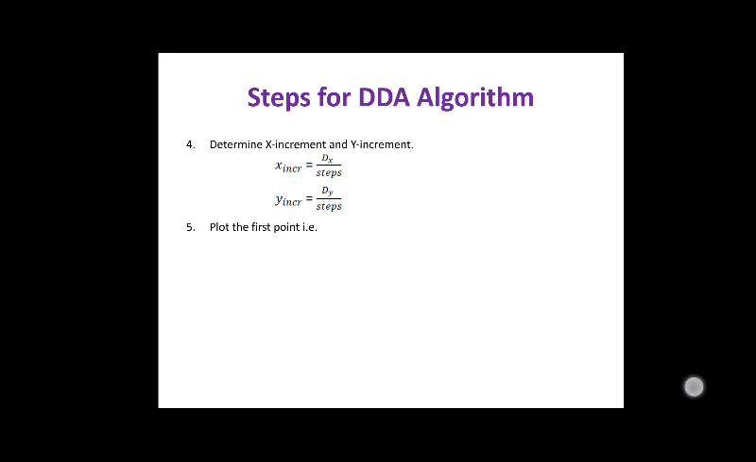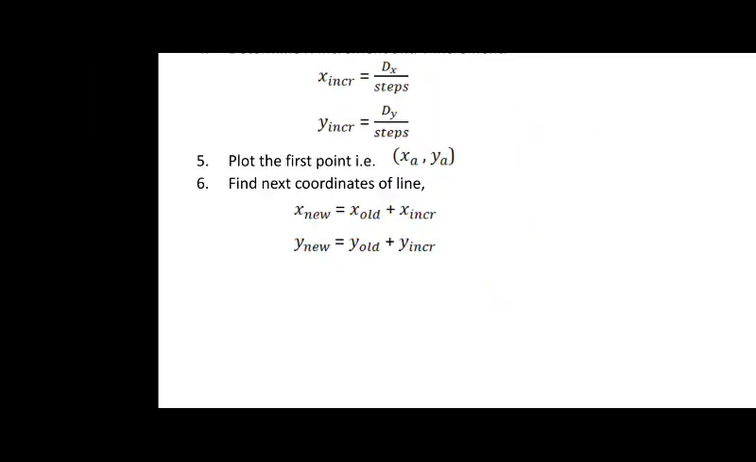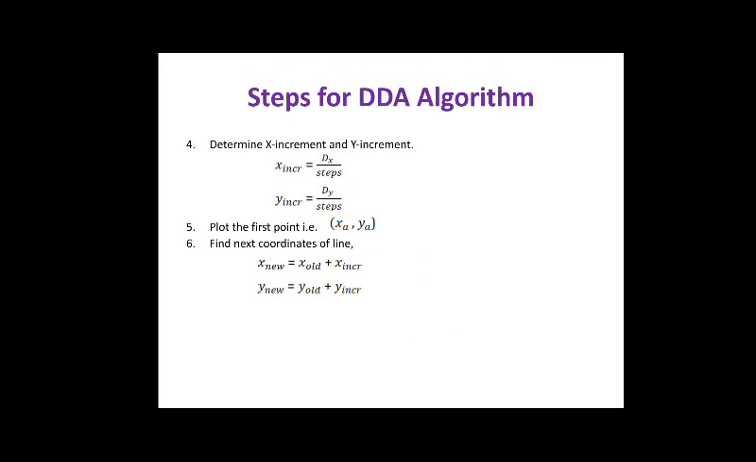So we will plot the first point, that is xa comma ya. Whatever point we have taken first, that we will plot. Then we will find the next coordinate. The next coordinate will be incremented by the x increment and y increment. They are incremented like x new is equal to x old plus x increment. Means for the new coordinate of x, we consider the old coordinate plus the value by which we have to increment x. So x will be incremented by the x increment, and y will be incremented by the y increment. In that way we find x new and y new, and then we round off that value by using the ceil and floor function, right?